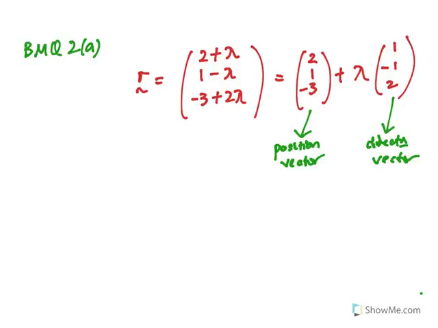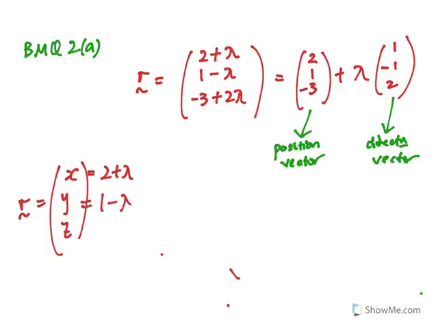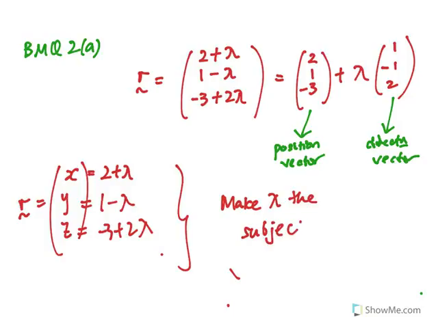Alright, how about the Cartesian equation? For the Cartesian equation, what we can do is make lambda the subject. So back to the original equation, we recall that x equals 2 plus lambda. Our r is equal to (x, y, z), so y is equal to 1 minus lambda, and z is equal to negative 3 plus 2 lambda. All you need to do is make lambda the subject. We always do this. We make lambda the subject to find the Cartesian equation.